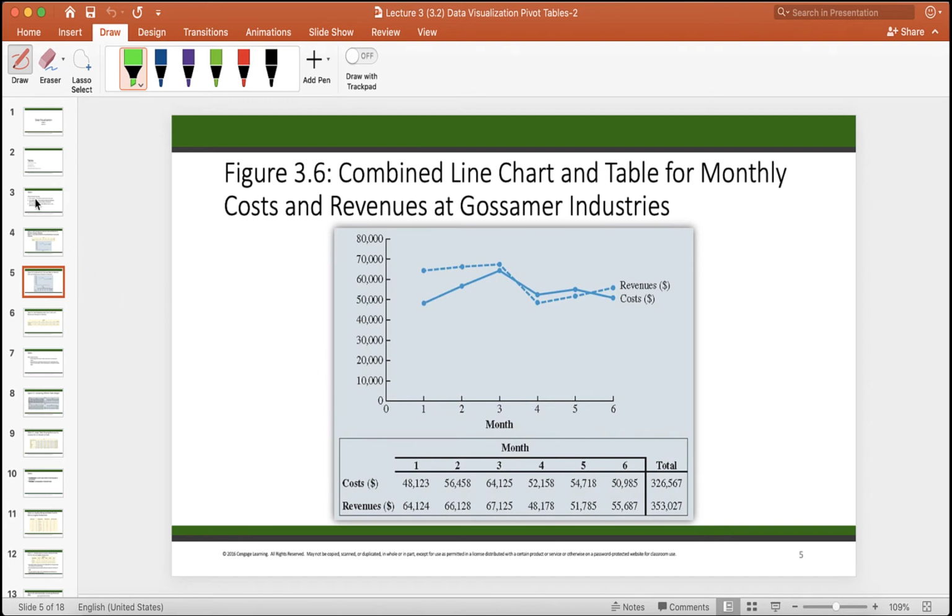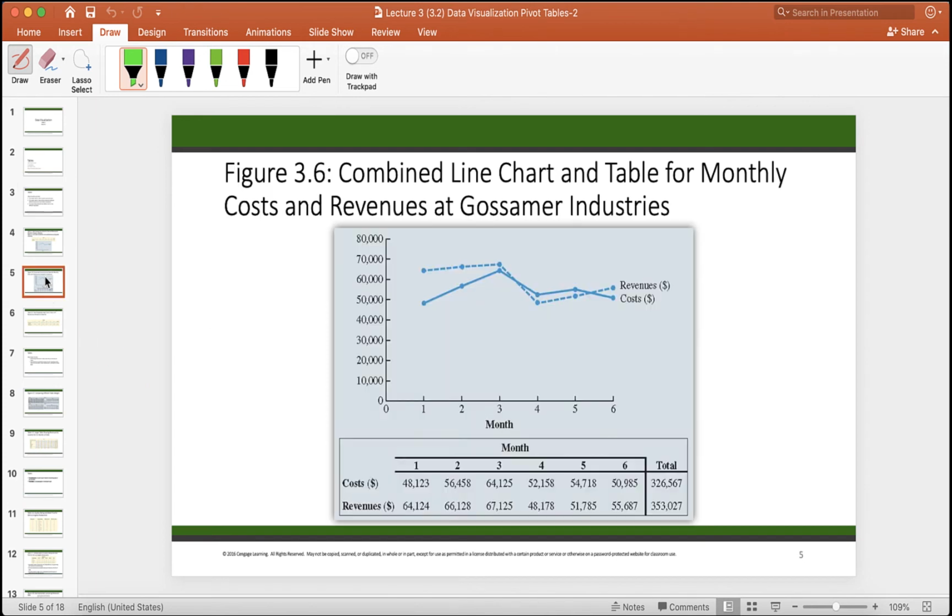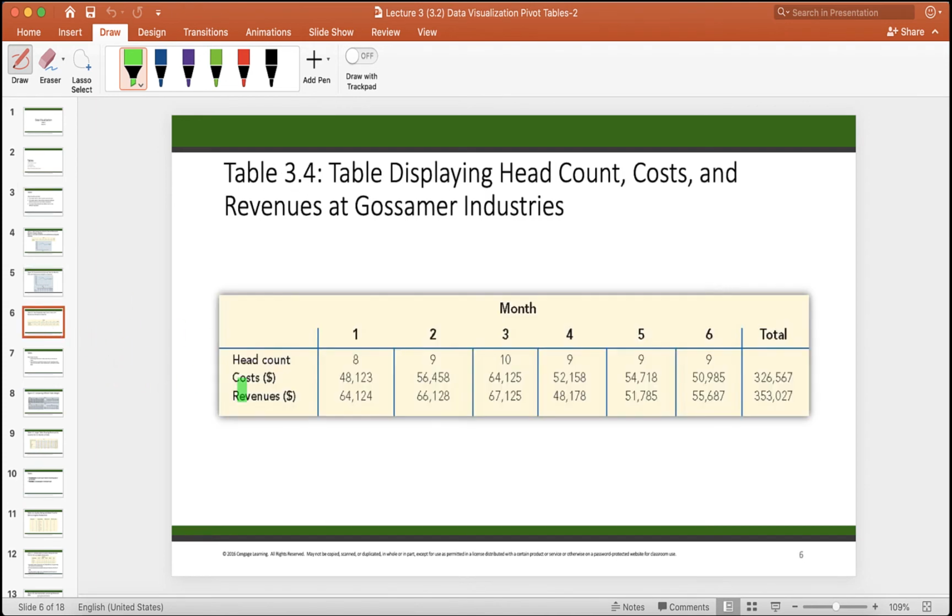So if we go back to our original reason for using tables, one of the reasons we're going to use a table as opposed to a chart is when we have different units or different magnitudes. So this example we're looking at here, when we're looking at the head count, the units are substantially different magnitude, and to try and put this on a chart is not going to look very good.